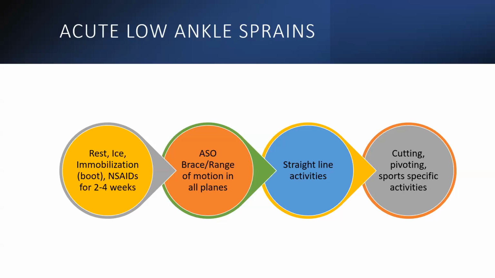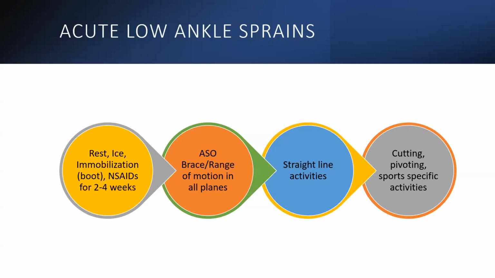Really, we focus on trying to initially gain patients' range of motion back in all different planes, followed by initiating straight line activities. What I mean by that is typically jogging, running, biking, maybe an elliptical, basically anything that doesn't involve cutting and pivoting. Those lateral motions are the toughest on a lateral ankle sprain like this. And so cutting, pivoting, and sport-specific activities are typically saved for once you've advanced through these initial 3 phases.